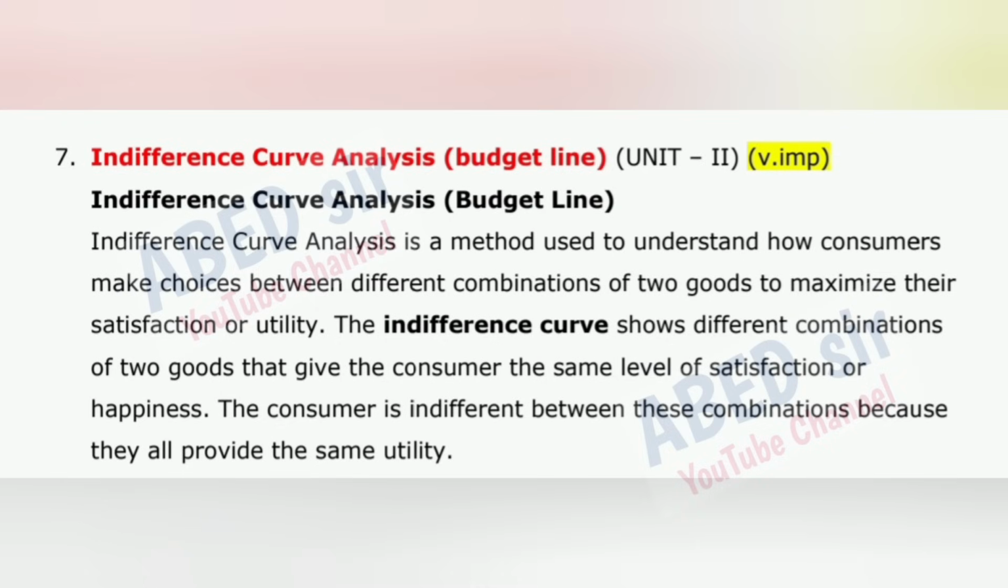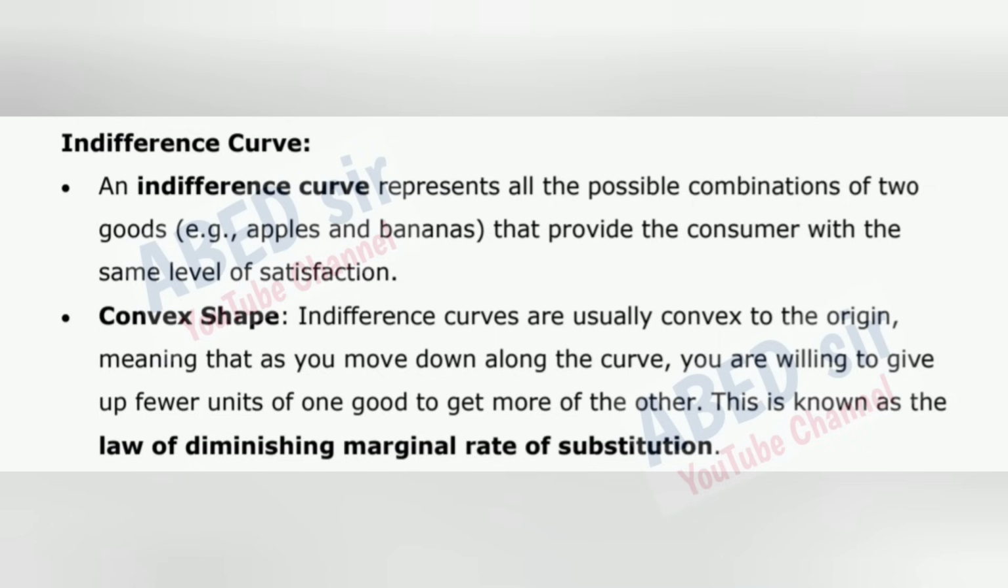The indifference curve shows different combinations of two goods that give the consumer the same level of satisfaction or happiness. The consumer is indifferent between these combinations because they all provide the same utility. Indifference curve. An indifference curve represents all the possible combinations of two goods, for example apples and bananas, that provide the consumer with the same level of satisfaction.